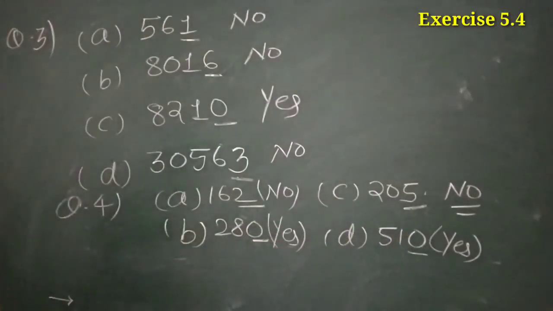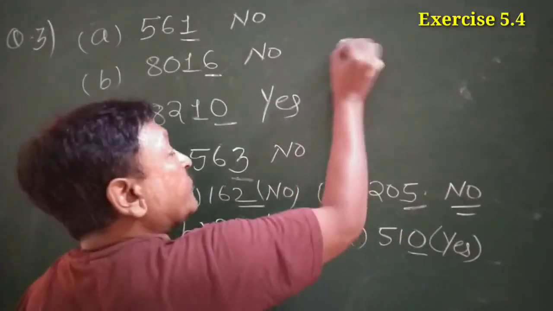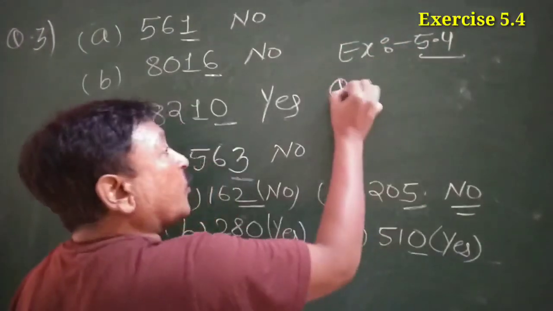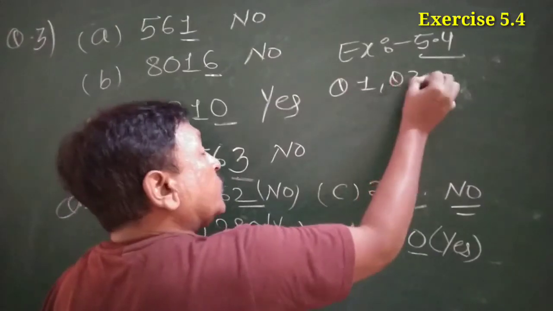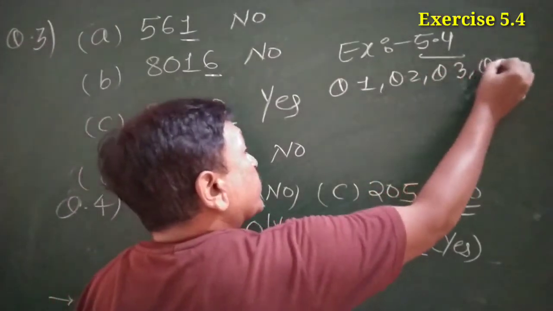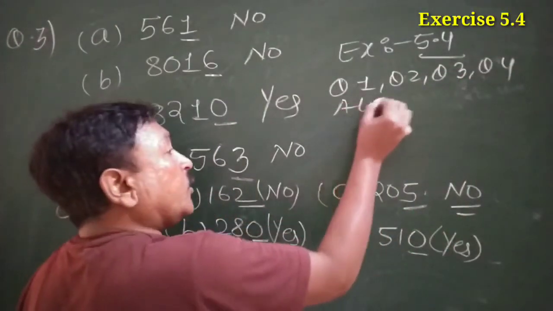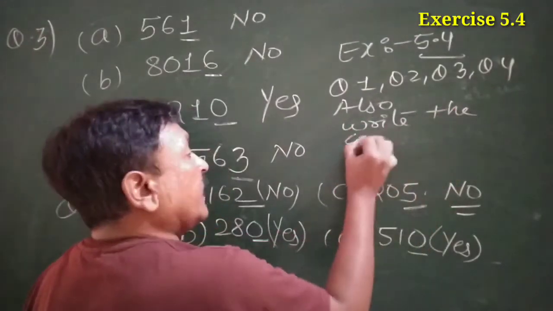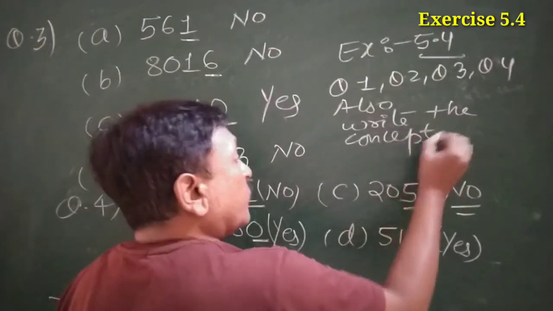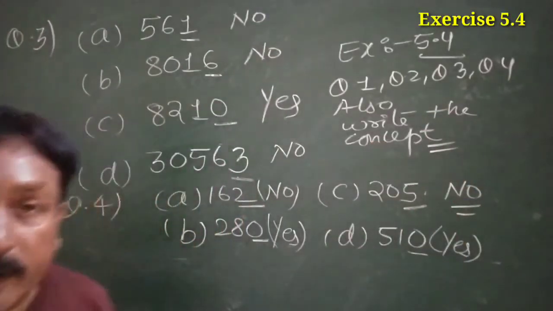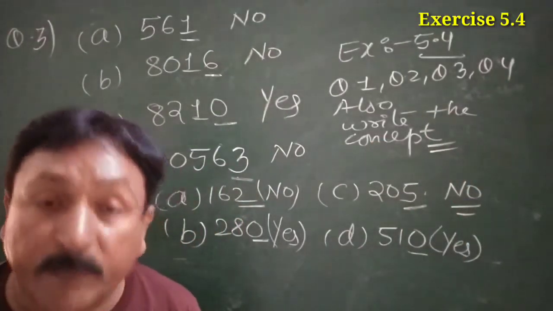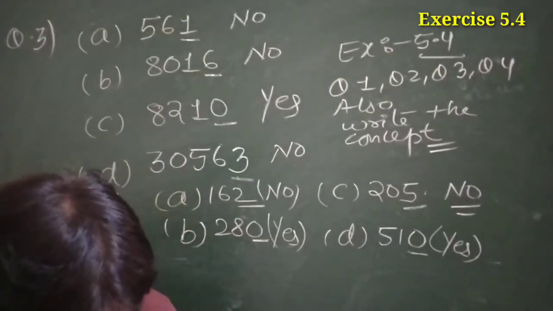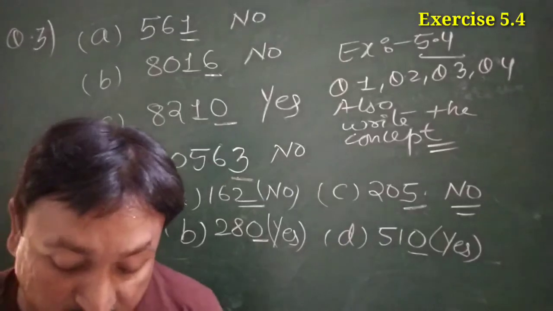Okay, so you have to complete exercise 5.4, question number 1, question 2, question 3 and question 4. Also write the concept in your fair copies. Okay. So complete this chapter now in a proper way in your fair copies, and in our next video we will start our next chapter. Its name is algebraic expressions and identities.